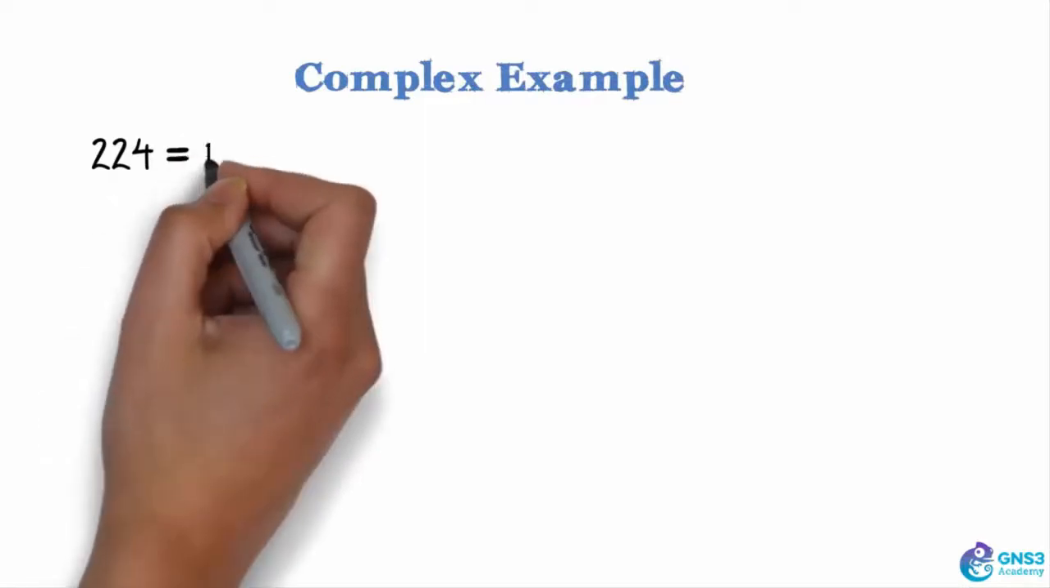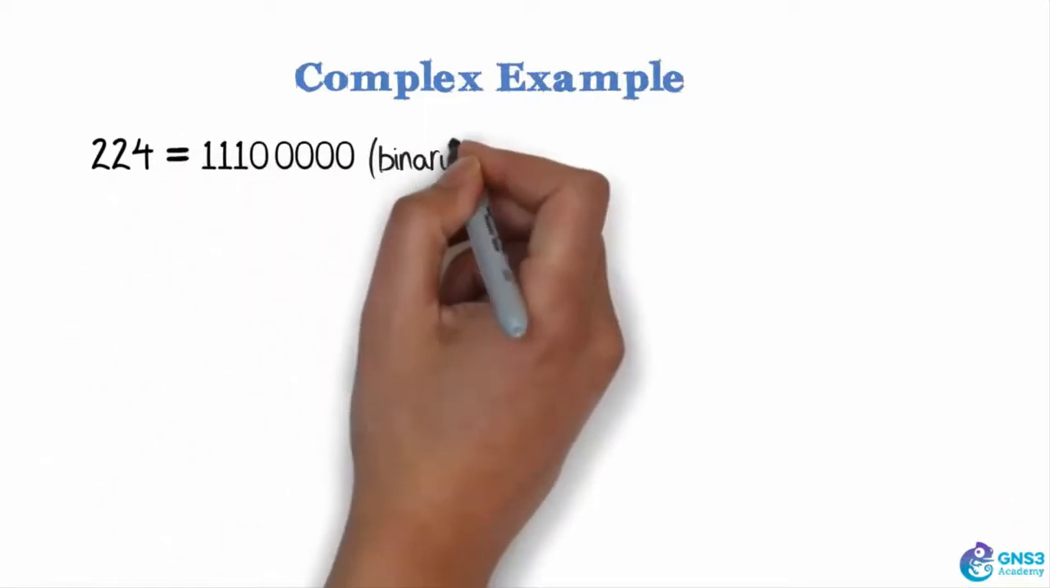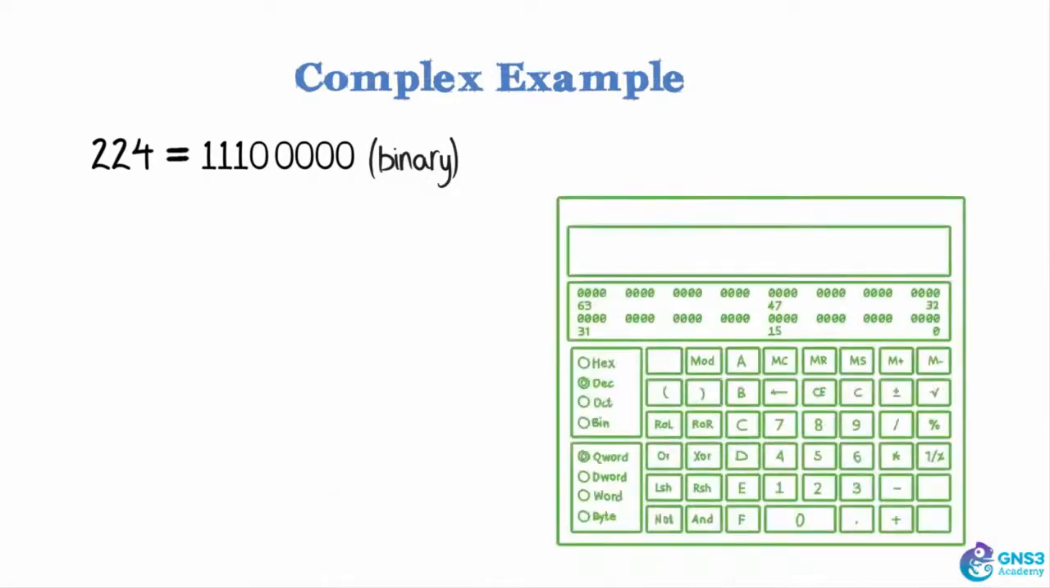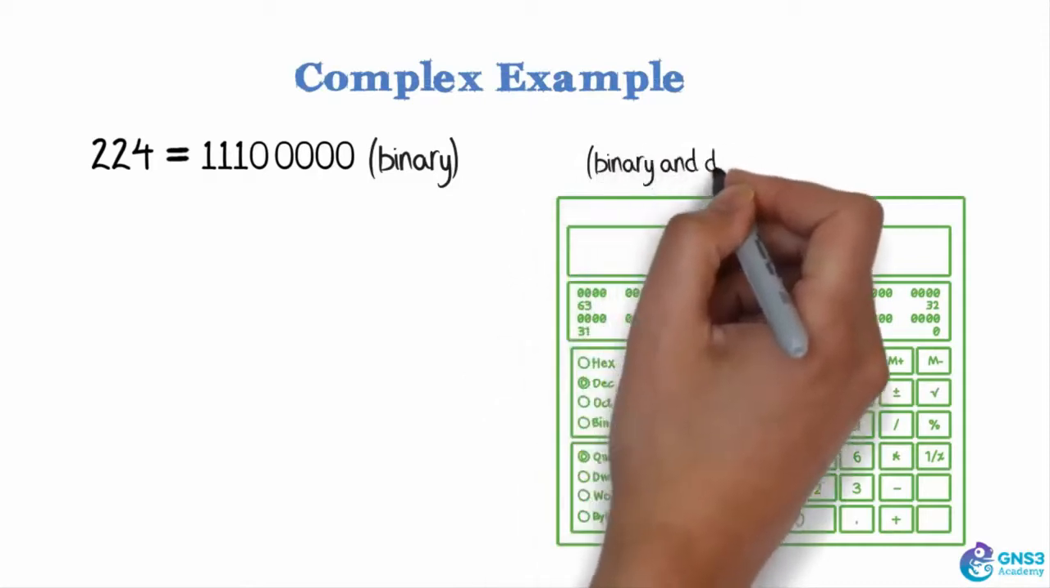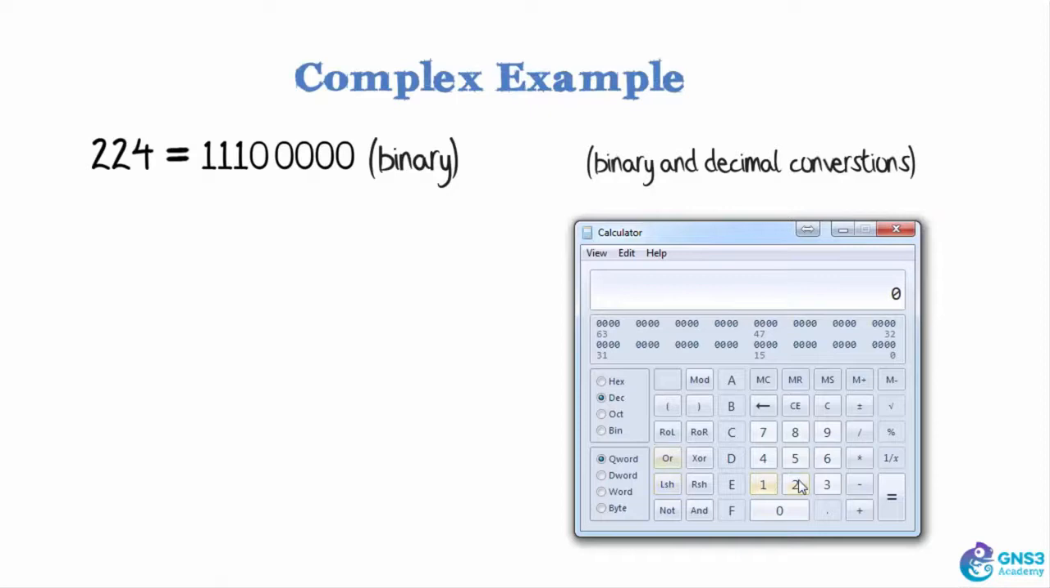That equates to 1110 0000 in binary. If you're not sure, use a Windows calculator to help you, or refer back to my binary and decimal conversions to work out these values. So 224 in decimal equates to that in binary.